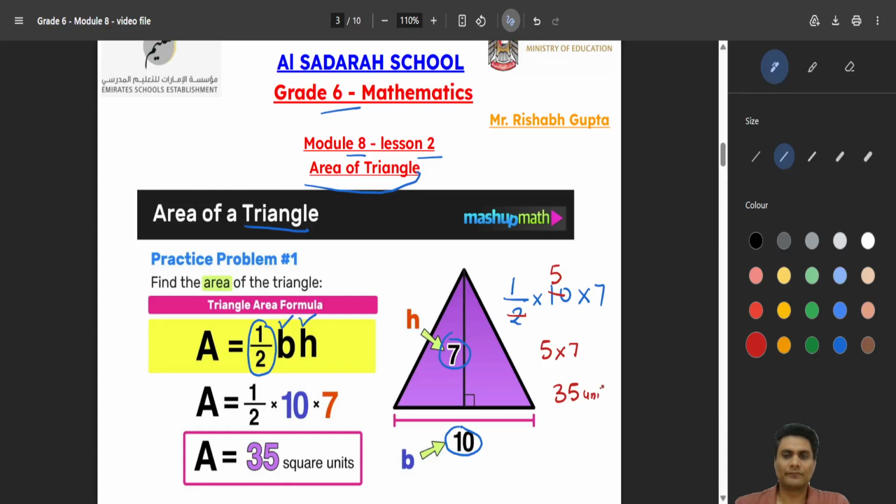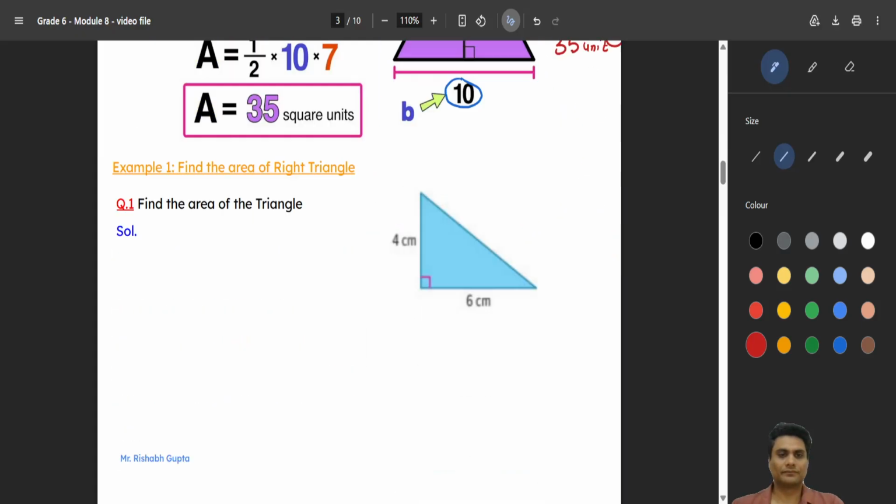Unit square. Why square? Same thing, we are multiplying two units here. 5 is also a unit, 7 is also a unit. So 2 units, that is, unit square, power 2. Let us practice some questions.